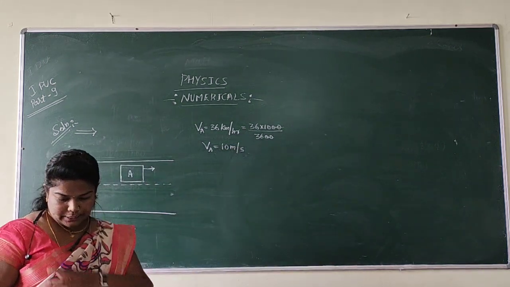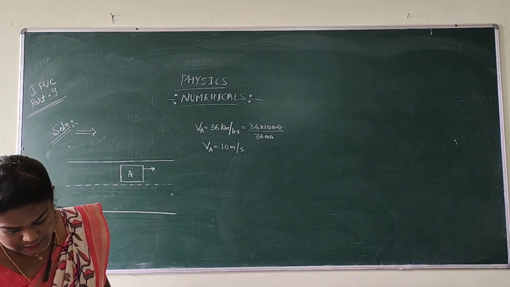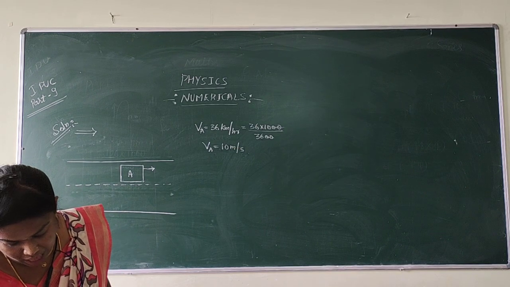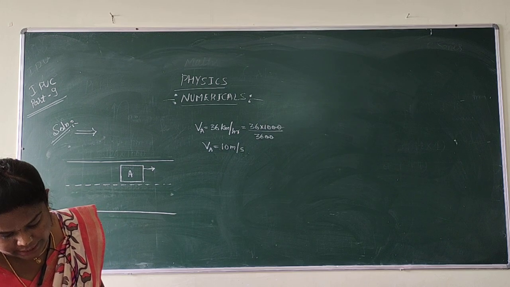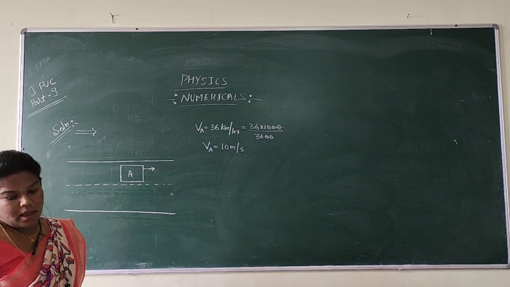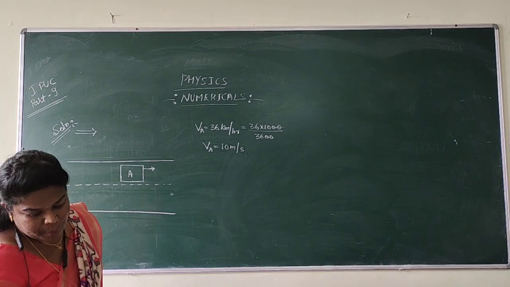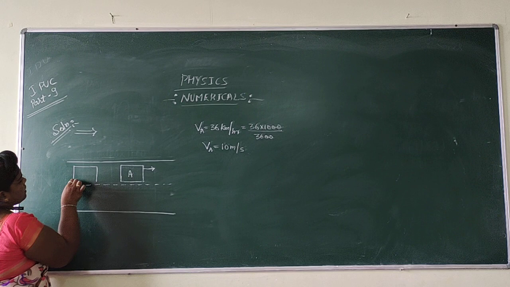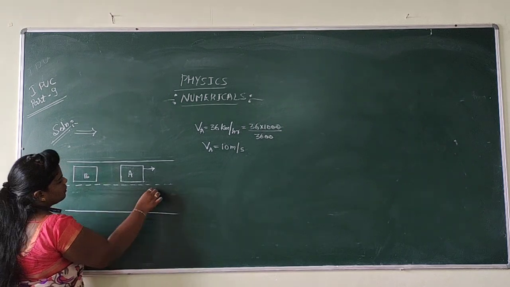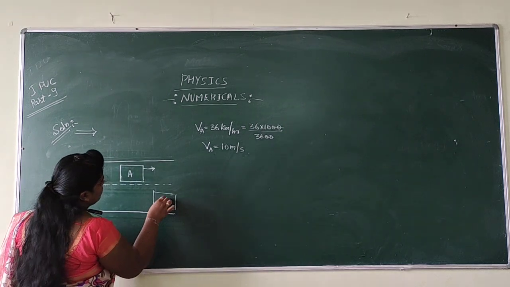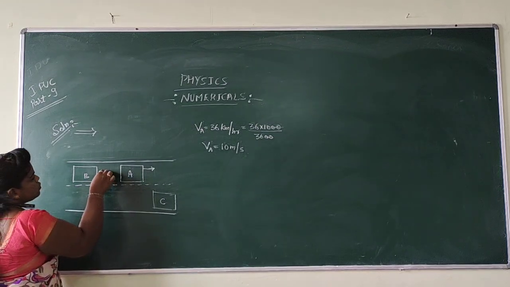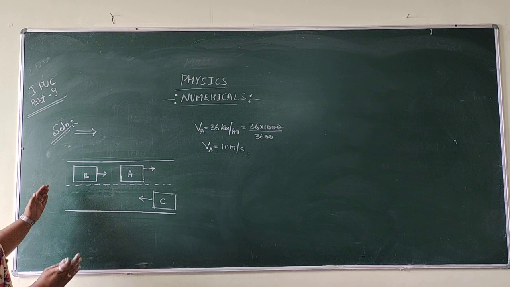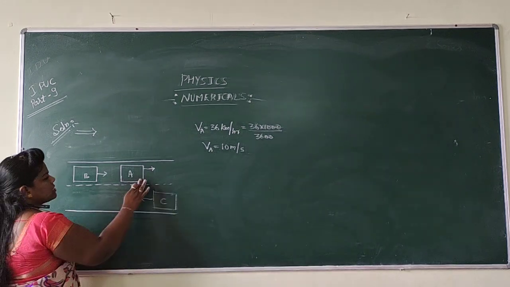Next, the question continued. Two cars B and C approach car A in opposite direction with a speed of 54 km per hour each. It means here we have two cars. One is said to be B and another one is said to be C. So we have two cars. These two cars are moving in opposite directions and they are approaching A. Both these cars are coming.